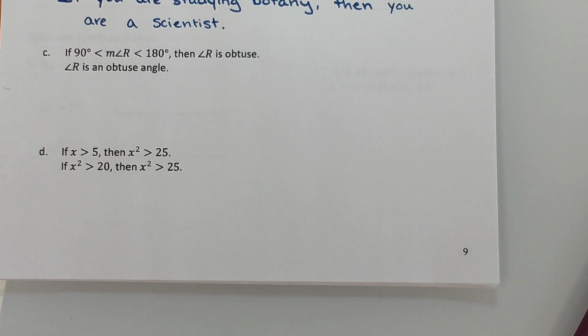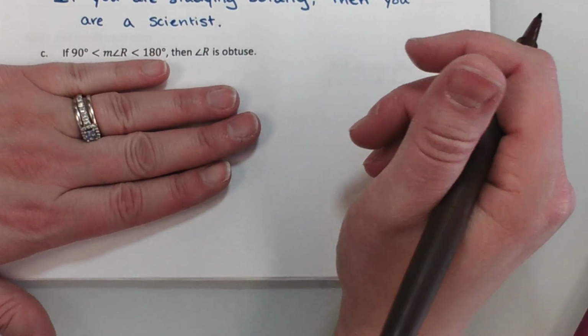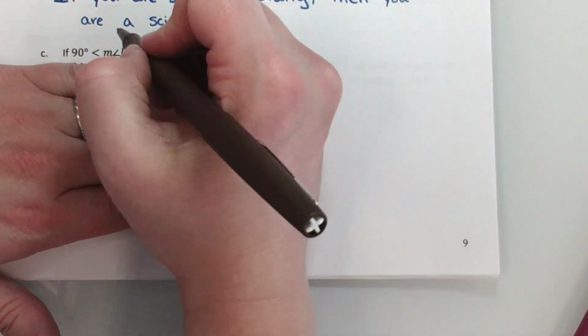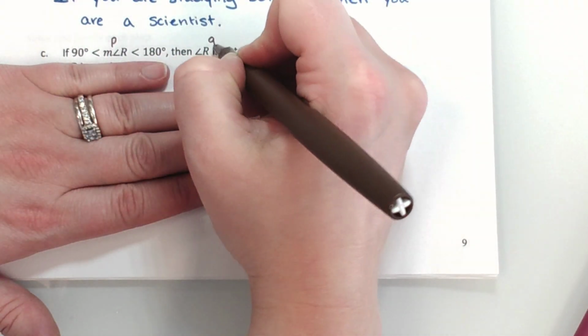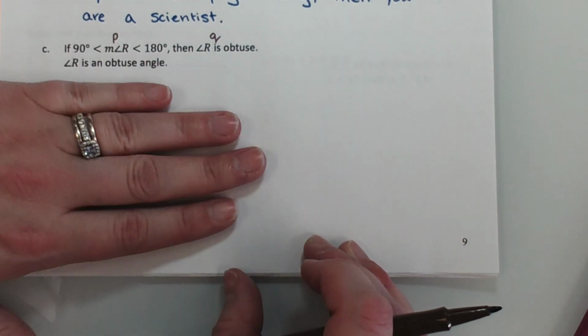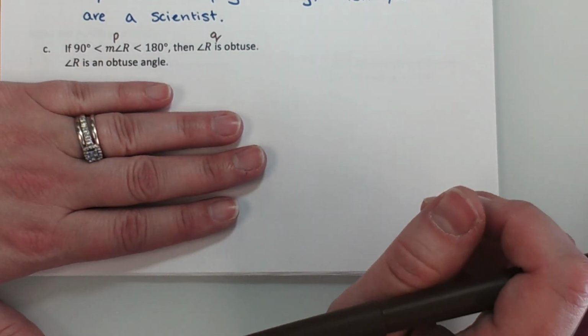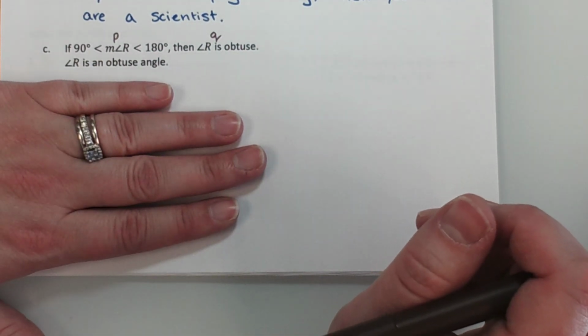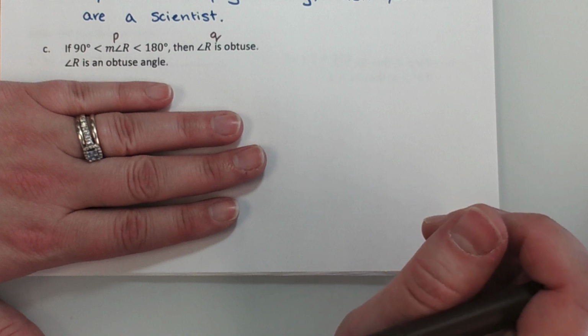Okay, if 90 degrees is less than the measure of angle R is less than 180 degrees, then angle R is obtuse. Angle R is an obtuse angle. I start with the if-then. I call it what and what? P, Q. I look at the second sentence. Does it have an if-then? No, which means it's a single statement. I would be checking law of detachment.